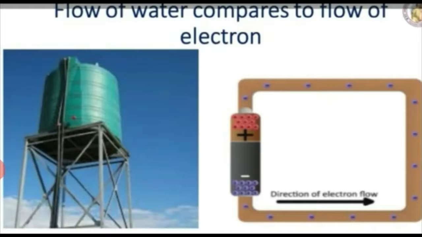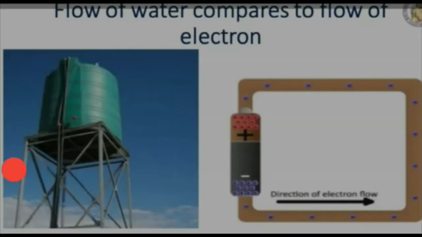Next, the flow of water compares to the flow of electrons. You can see this picture, a water tank. The water is flowing from higher potential to the lower potential. Next, you can see this diagram. Here you can see the flow of electrons. Electric current passes from the positive terminal of the battery, that is the higher electric potential, to the negative terminal, that is the lower electric potential. It is connected through the wire.